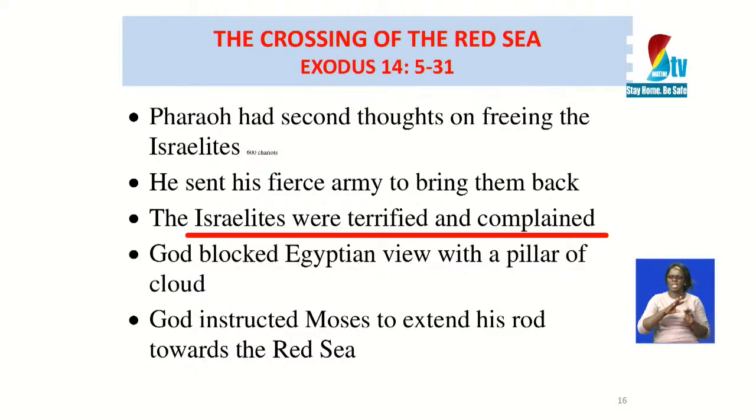But then God blocked the Egyptian view with a pillar of cloud. And also God instructed Moses to extend his rod towards the sea, and the Red Sea miraculously parted, my dear Lena, something that you have never seen. Let us look at it together in this verse slide. The water miraculously parted just like that, and they walked on dry land. So there were walls on the side of the sea as they were walking.